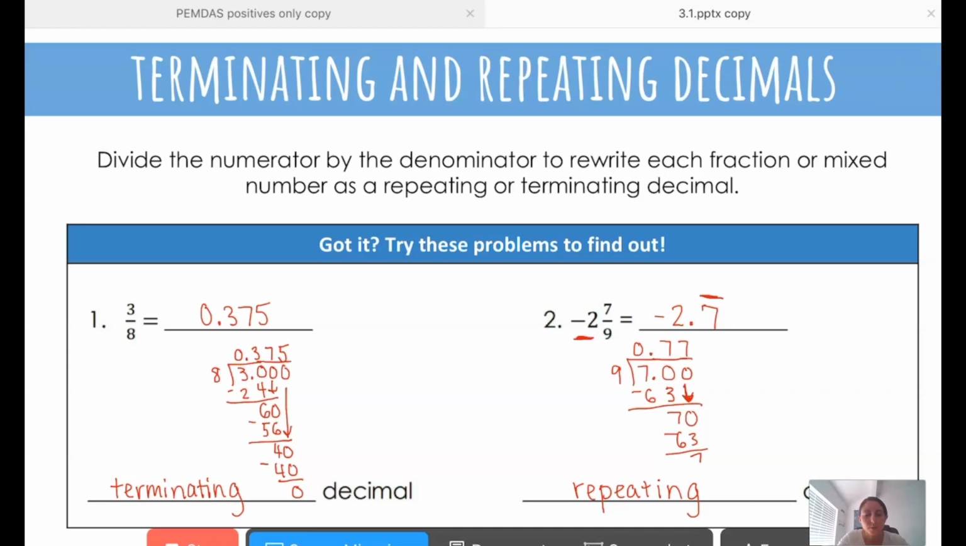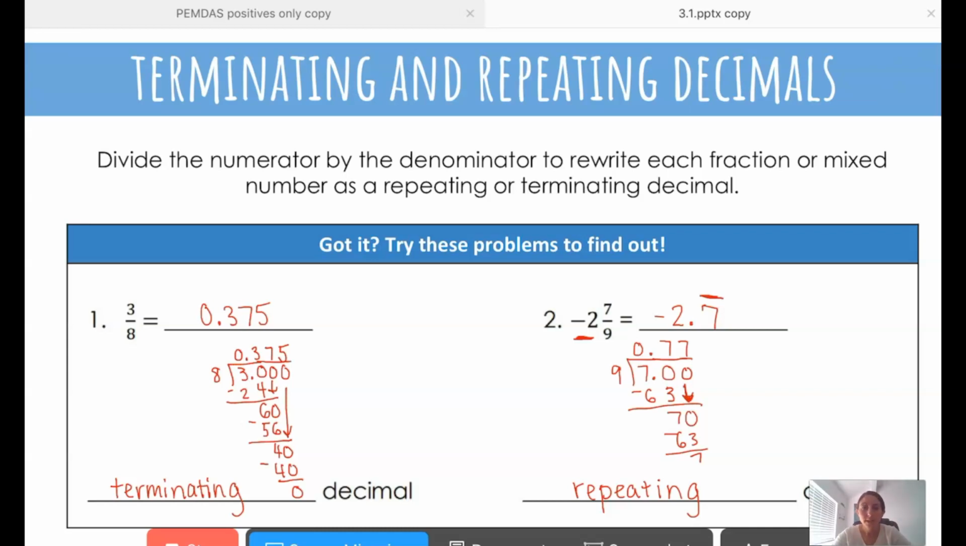The video will pause, and when you're ready to check your answers, hit continue. All right, take a moment, check your answers with mine. So the first one was a terminating decimal. The second one ended up being a repeating decimal. If you got something different than I did, take a second, pause the video, try again, and then check your work with my work, see if you found any mistakes.